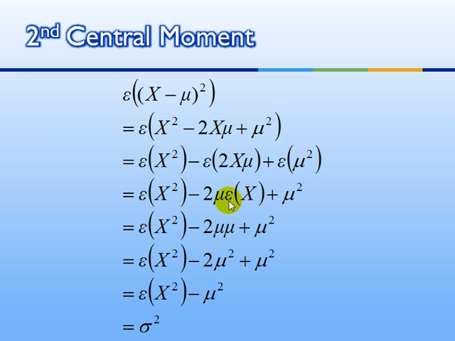2 times mu times the expected value of x, well, the expected value of x is mu, so this central term becomes 2 times mu times mu, which is 2 times mu squared. So we've got the expected value of x squared minus 2 times mu squared plus mu squared. So we're subtracting 2 mu squareds and we're adding 1 back in. So if we add 1 to -2, we get just 1 negative mu squared. So the variance equals the second raw moment minus the first raw moment squared.